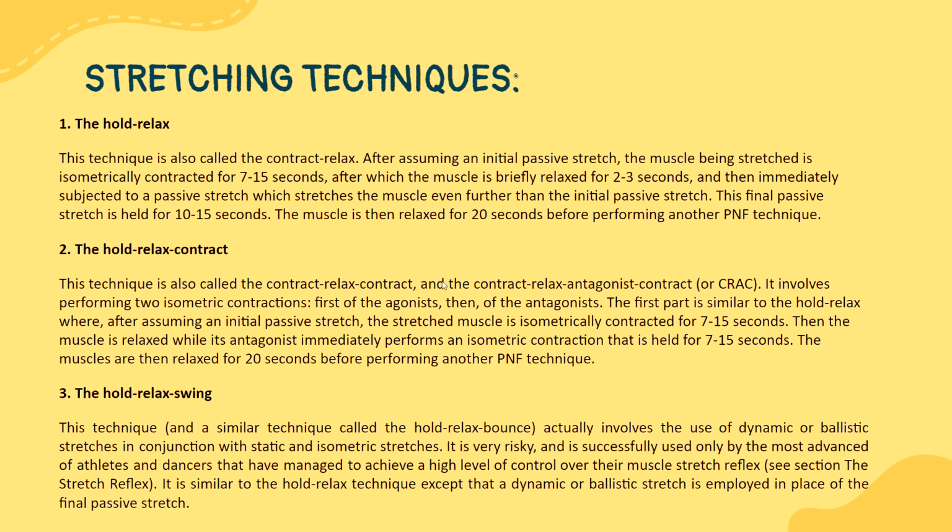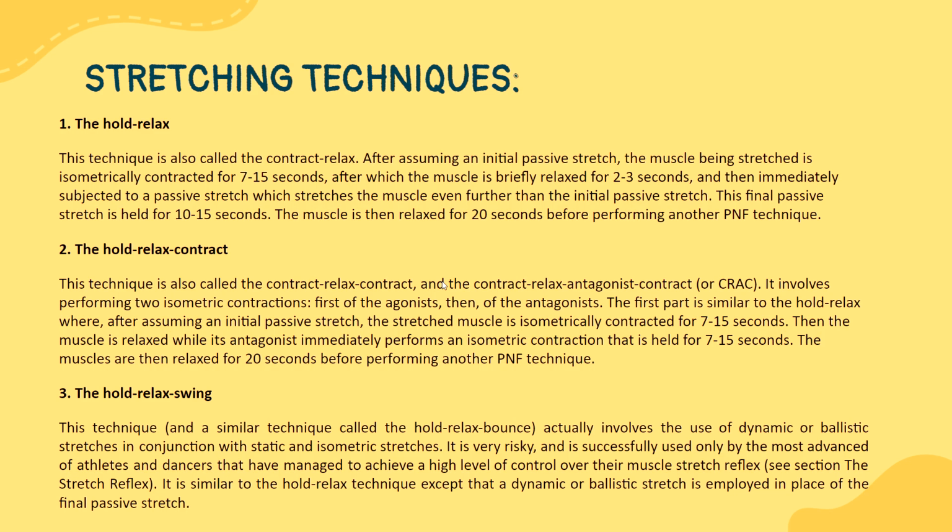The first part is similar to the hold relax, where after assuming an initial passive stretch, the stretched muscle is isometrically contracted for 7 to 15 seconds. Then the muscle is relaxed while its antagonist immediately performs an isometric contraction that is held for 7 to 15 seconds. The muscles are then relaxed for 20 seconds before performing another PNF technique.